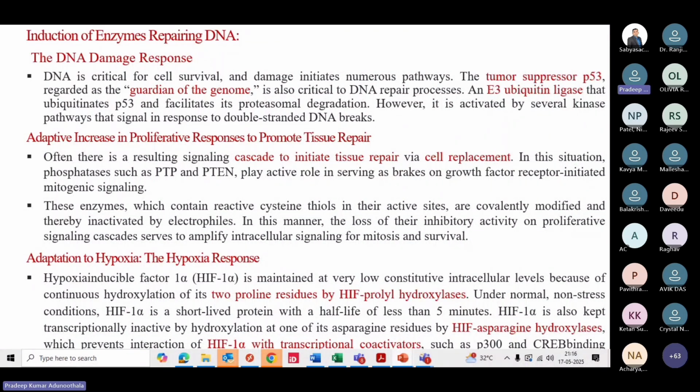And adaptation to hypoxia. The hypoxia response. Hypoxia inducible factor HIF1 is maintained at very low constitutive intracellular levels because of the continuous hydroxylation of its two proline residues by HIF prolyl hydroxylase. Under normal non-stress conditions, HIF1 alpha is a short-lived protein. The half-life is very short, and HIF1 alpha is kept transcriptionally inactive by hydroxylation at one of its asparagine residues by HIF asparagine hydroxylases. That prevents the interaction of HIF1 alpha with transcriptional cofactors such as P300 and CBP.